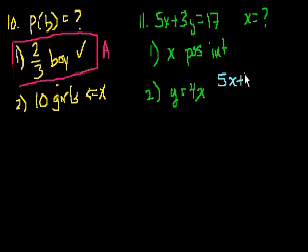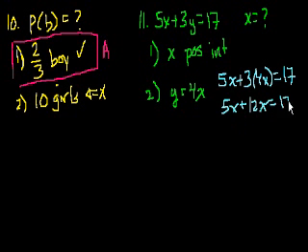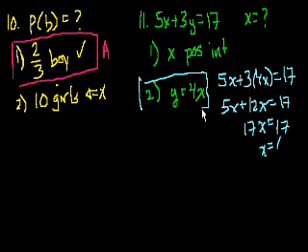So 5x plus 3 times y. Well, y is equal to 4x, is equal to 17. So you get 5x plus 12x is equal to 17. Or 17x is equal to 17. X is equal to 1. So all you needed was statement 2, and statement 1 was fairly useless. So that is B. Statement 2 alone is sufficient, but statement 1 alone is not sufficient.